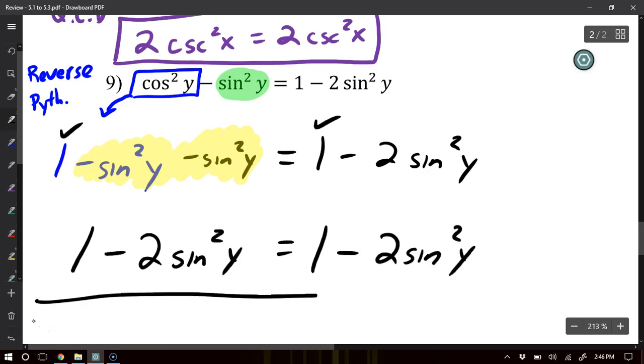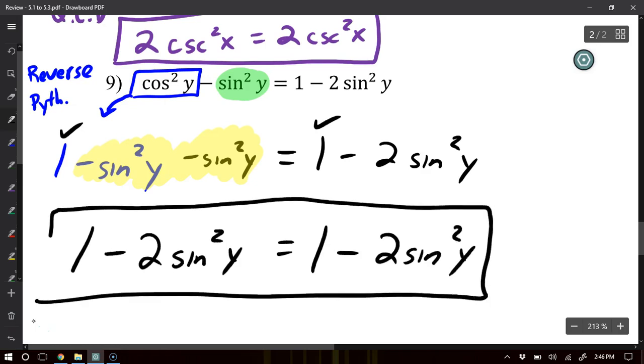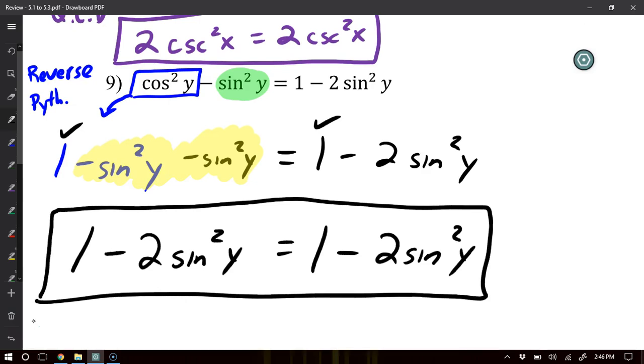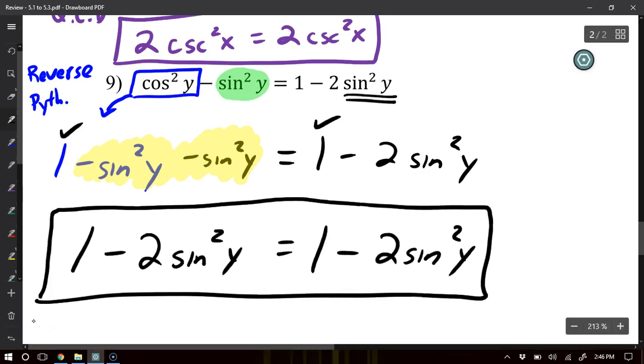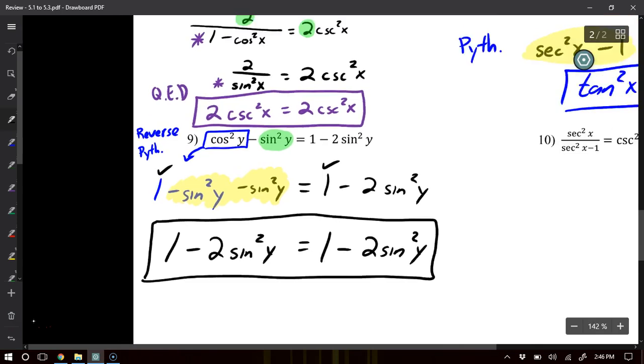So in this case, it's a Pythagorean identity, but it was done in reverse. And that's going to happen on occasions when you're trying to create the same trig terms. And I only have a sine squared here. There's only one way that cosine squared relates to sine squared, and that's by going backwards with the Pythagorean identity.